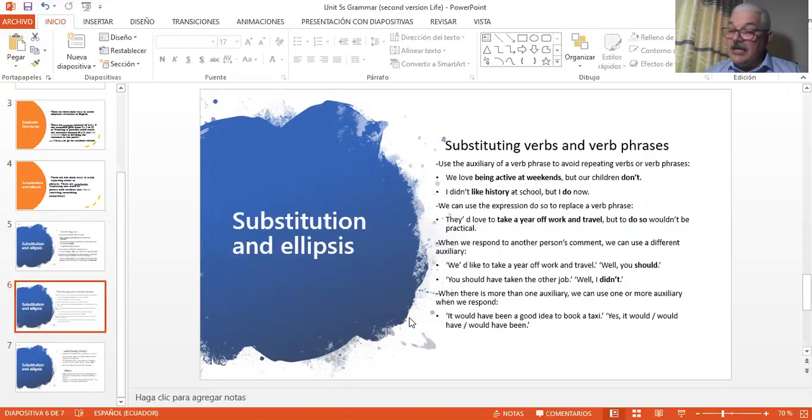When there is more than one auxiliary, we can use one or more to respond to that. For instance, it would have been a good idea to book a taxi. And the answer could be, yes, it would, the first auxiliary. Or, yes, it would have, the first and the second auxiliary. Or, yes, it would have been. It would have been, what? A good idea, okay? So in that case, the first and the second, and in this case, the main verb, okay? So these are different possibilities we have for substituting the verb and the action.